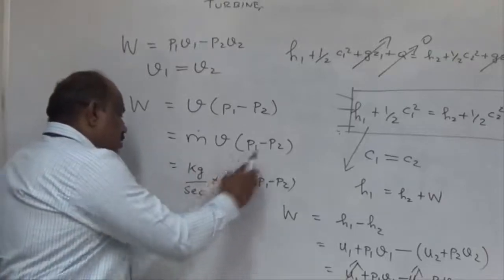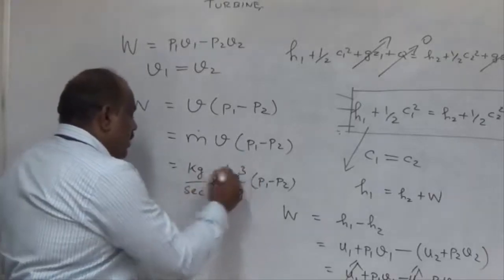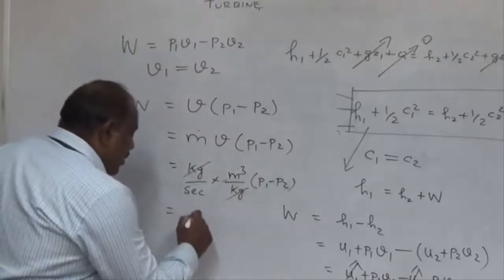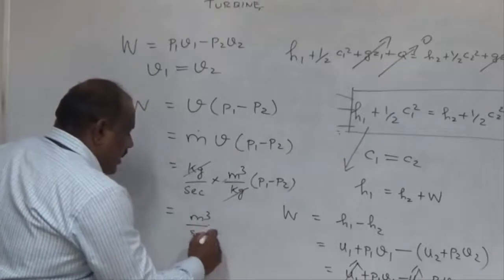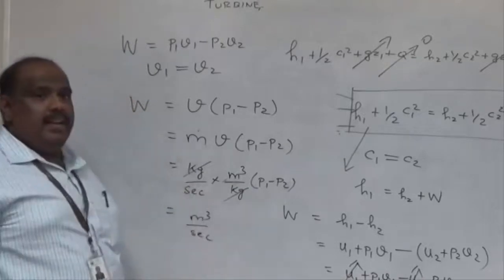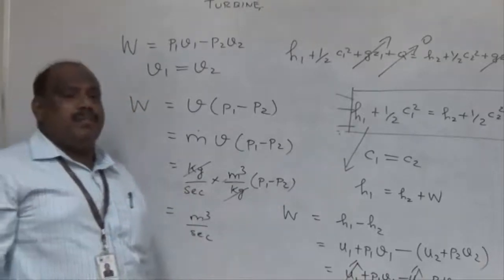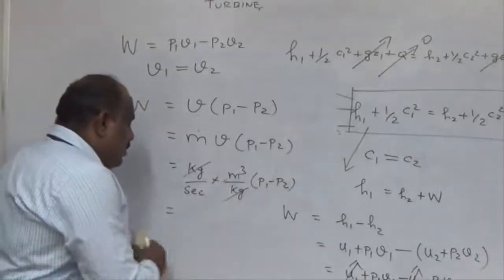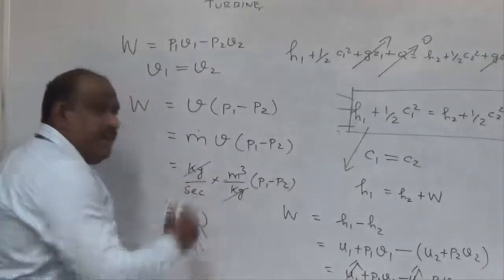So I can cancel kg and kg, and the meter cube remains. The answer will be meter cube per second. What is the unit of meter cube per second? Discharge, or volumetric flow rate. Very good. It's nothing but a discharge or volumetric flow rate. Generally, we keep this term as Q dot in fluid mechanics.